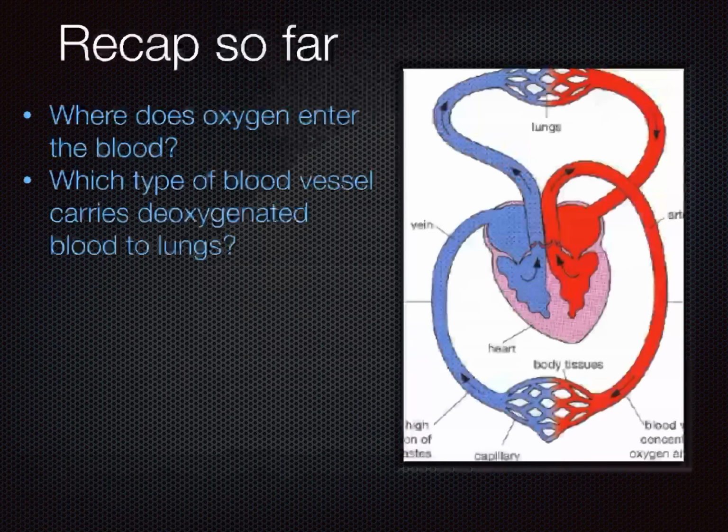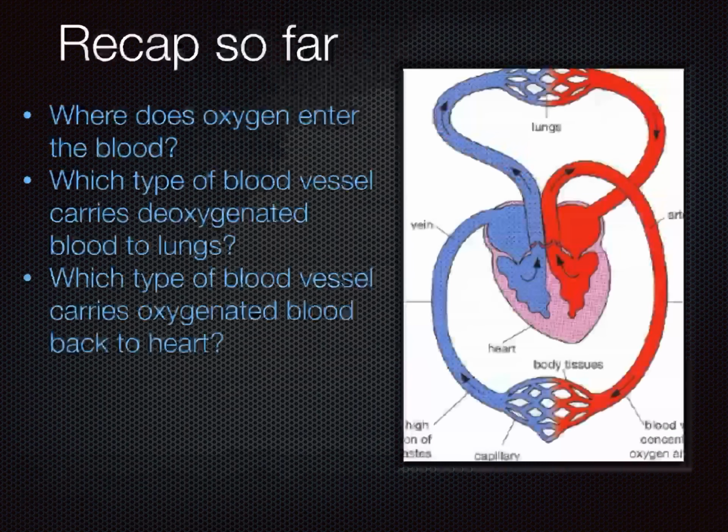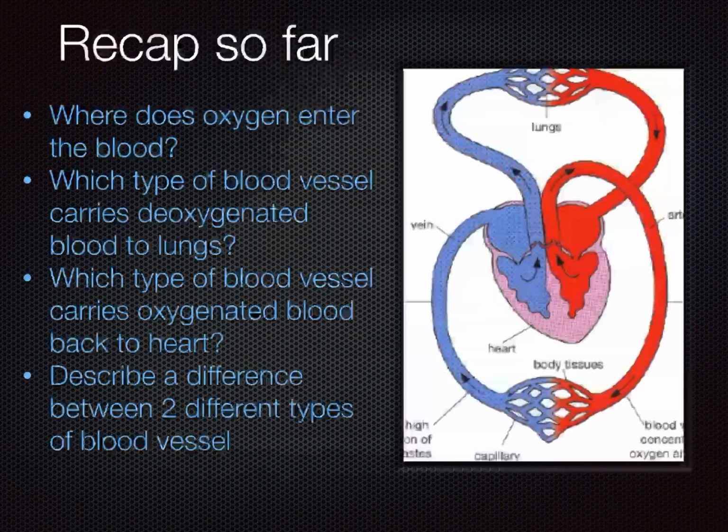Which type of blood vessel carries deoxygenated blood to the lungs? Well, it's going to the lungs, that means it must be going away from the heart. And if it's going away from the heart, that must make it an artery. Which type of blood vessel carries oxygenated blood back to the heart? If it's oxygenated and going to the heart, then it must be coming from the lungs. It's going to the heart, so it's not an artery, so that makes it a vein.